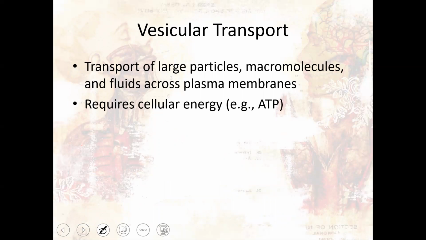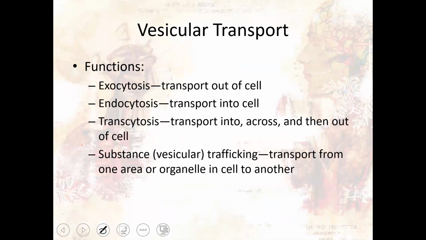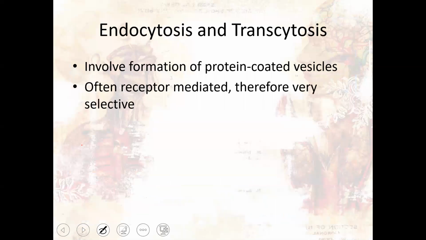Vesicular transport is moving big stuff. It's using a vesicle, this encapsulated stuff across the membrane. And obviously this uses ATP as well. This can be exocytosis, which means moving something out of the cell. Endocytosis is into the cell. Transcytosis is in one side, out the other. Or even within the cell where we're moving vesicles around. Where these vesicles will be coated in proteins. Sometimes we have very selective endocytosis and transcytosis.